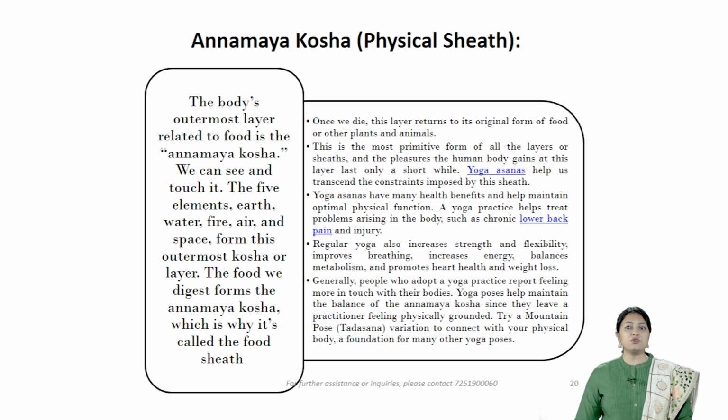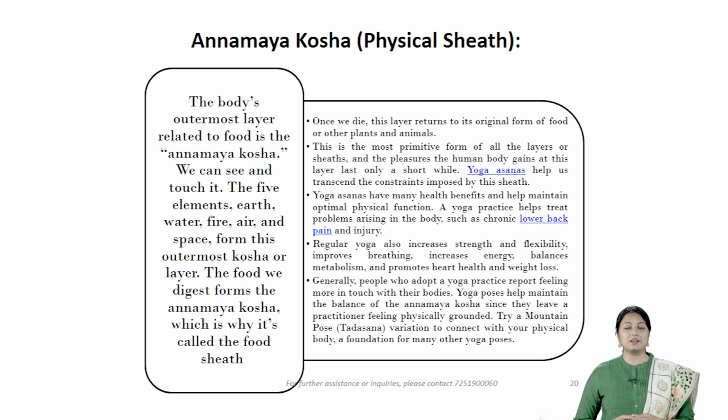The body's outermost layer related to food is the Annamaya kosh. We can see and touch it. The 5 elements, earth, water, fire, air, and space, form this outermost kosha or layer. The food we digest forms the Annamaya kosh, which is why it is called the food sheath. Once we die, this layer returns to its original form of food or other plants and animals. This is the most primitive form of all the layers or sheaths, and the pleasures the human body gains at this layer last only a short while.